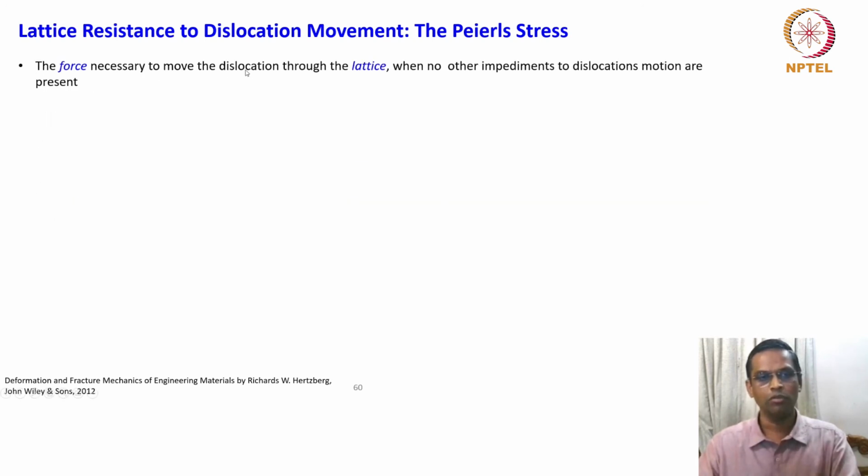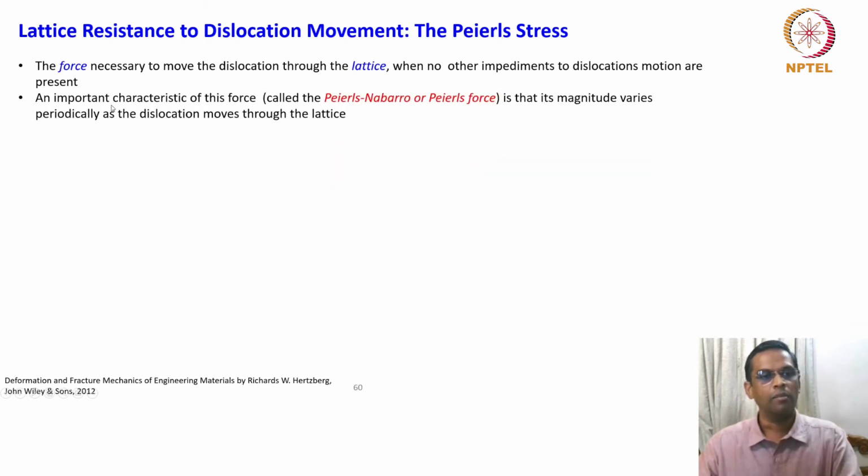The force necessary to move a dislocation through the lattice when no other impediments to the dislocation motion are present. An important characteristic of this force, called Peierls-Nabarro or Peierls force, is that its magnitude varies periodically as the dislocation moves through the lattice. So that means the Peierls stress is not going to be a constant factor. It is going to vary, and it's going to be very different depending upon the characteristic of a material. That is what it means.